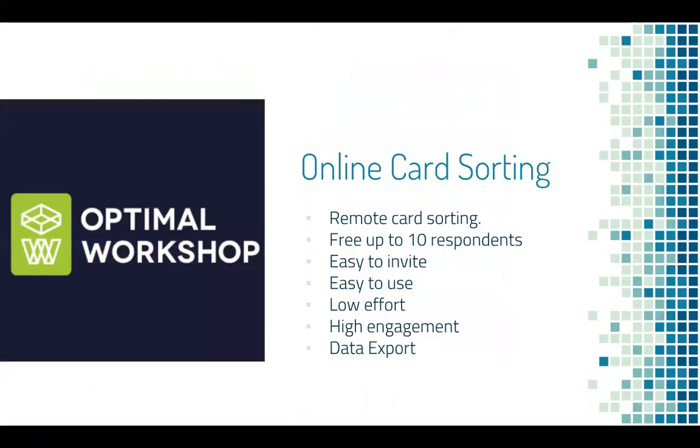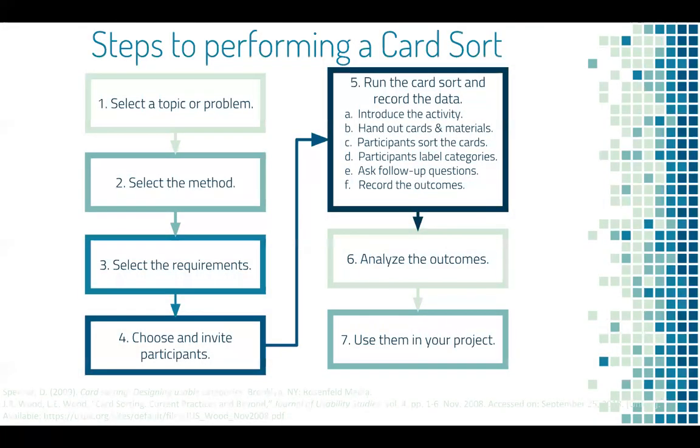When conducting the card sort, introduce the activity. Let participants know what's expected of them. Be explicit about the intended purpose of conducting the card sorting study, and be careful to avoid introducing biases or influencing the sorting of categories. You'll hand out the cards and materials. Participants will then sort the cards, label the cards, and you can ask follow-up questions.